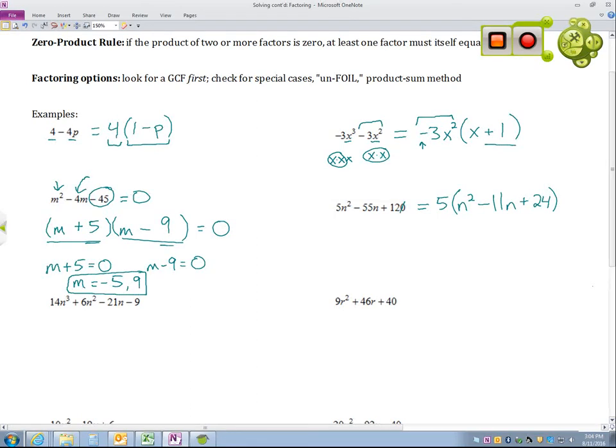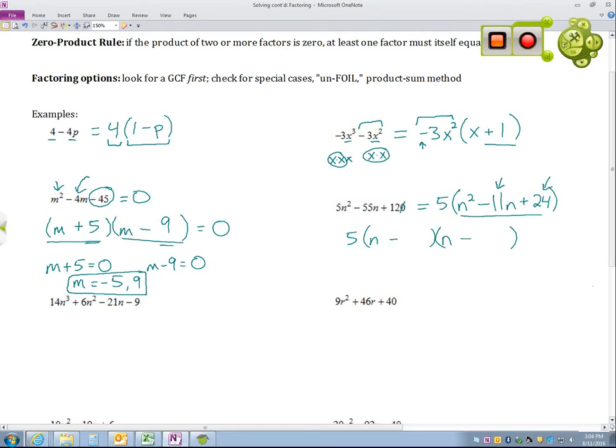All right, so now what I want to do is I want to see if I can factor this inside. Okay, if I can factor that any further. So keep the 5 here, and I'm going to draw my parentheses and see if I can unfoil that. I know that n times n is going to give me n squared, so I'm going to start with those. And now I need a product of positive 24 with a sum of negative 11. Because my product is positive, the two signs have to be the same. Because the sum is negative, then both signs are negative. So I know that I can put minuses in both of those.